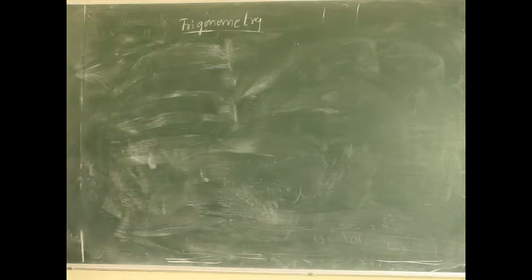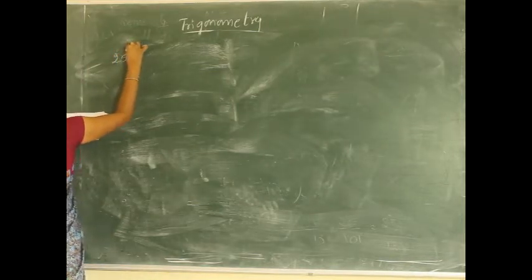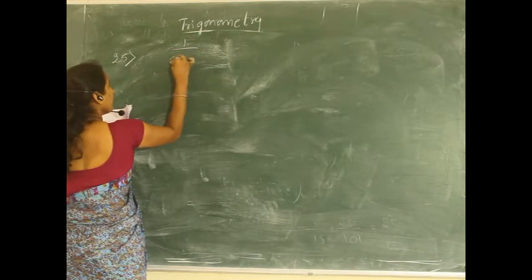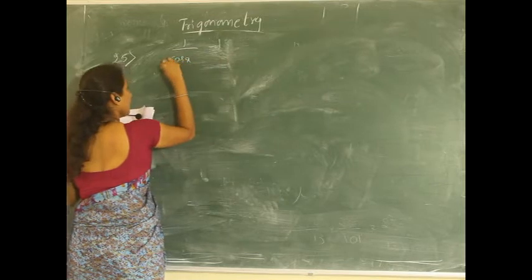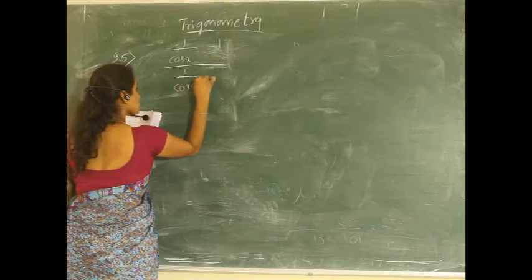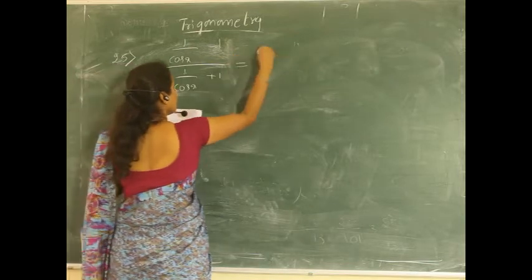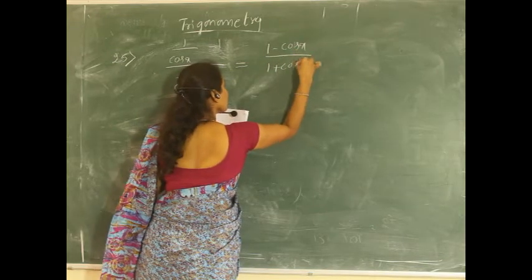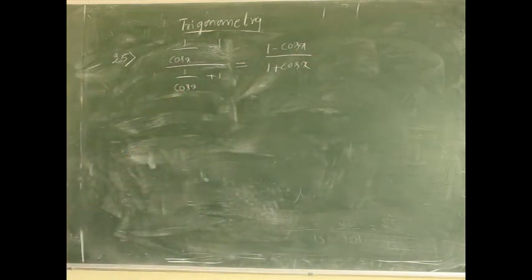Next, 25th one. If x is not equal to 2n plus 1 into pi, then secant x minus 1 divided by secant x plus 1 is. I can write secant x as 1 by cos x. So 1 by cos x minus 1 divided by 1 by cos x plus 1. This is equal to 1 minus cos x divided by 1 plus cos x.